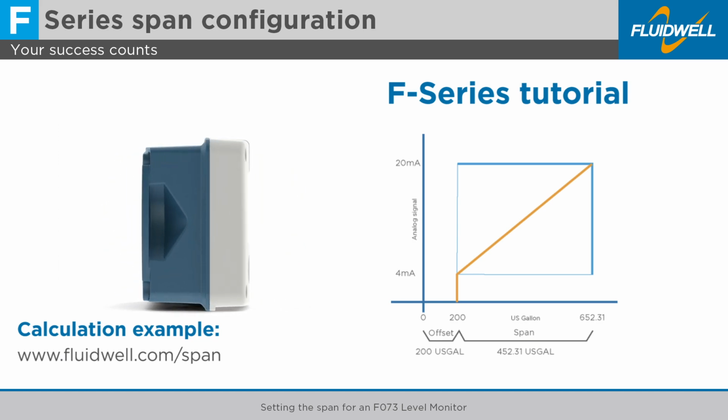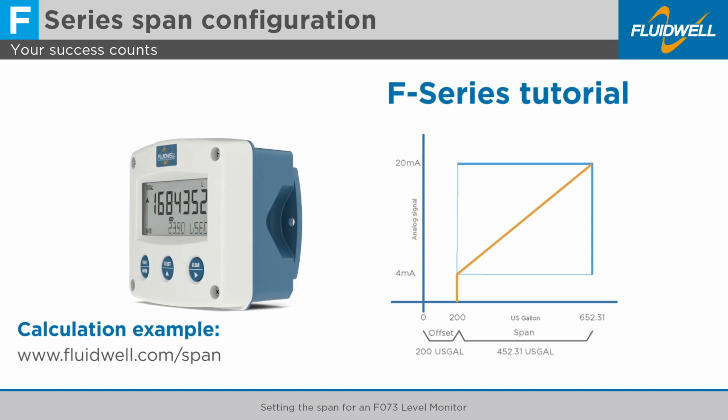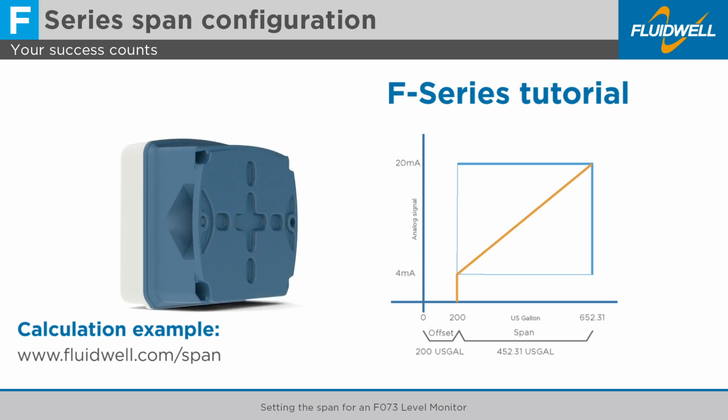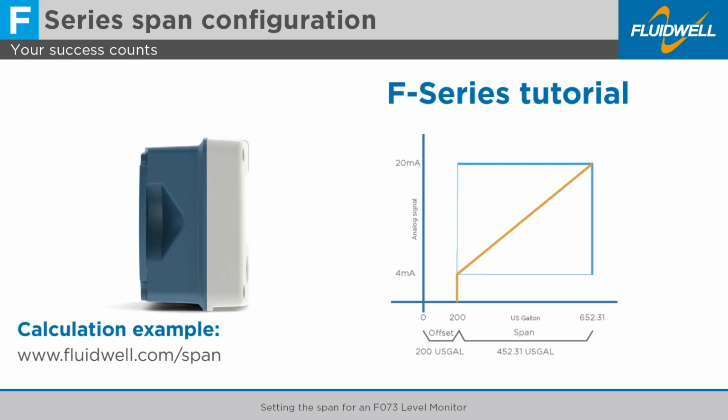The offset can also be set as a negative value, but this is unlikely for a level application. The more accurate you define span and offset, the more accurate the F-series indicator will measure.